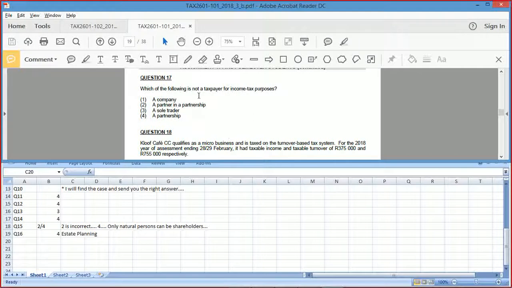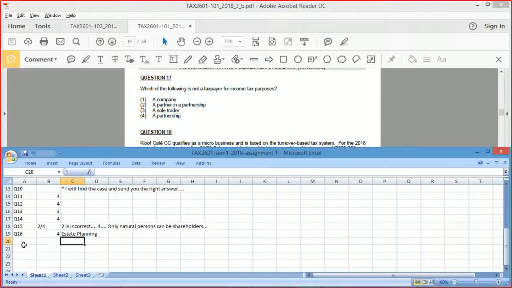17. Which of the following is not a taxpayer for income tax purposes? That you should know. That one you can answer for me. Which one is not a taxpayer for income purposes? A partner in a partnership. A partner is a taxpayer. Or a partnership. A partner pays their own taxes. A partnership. Yes, sir. Which one?